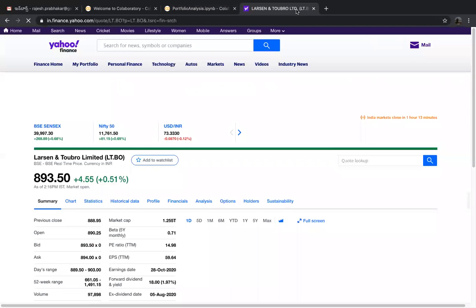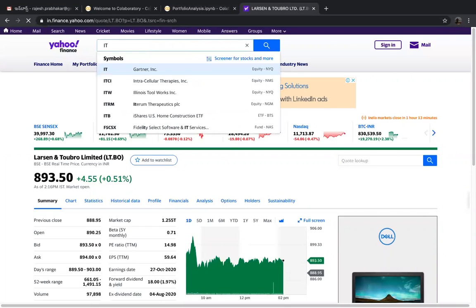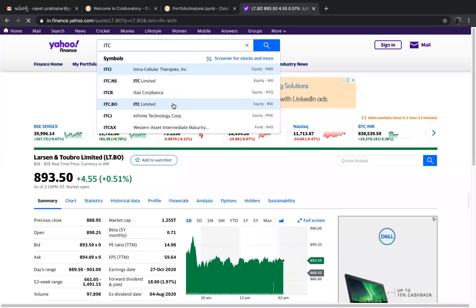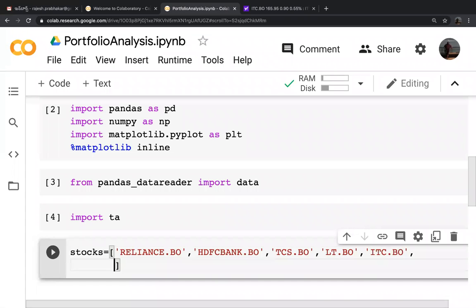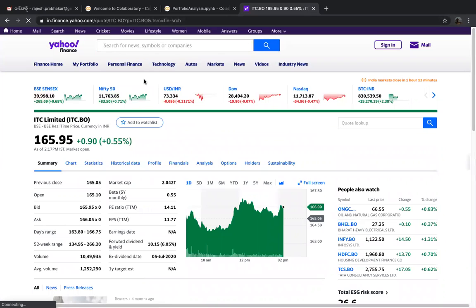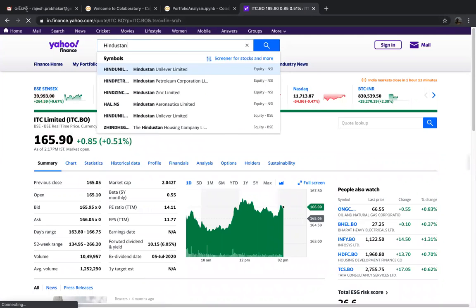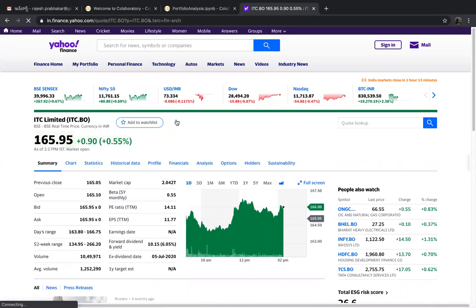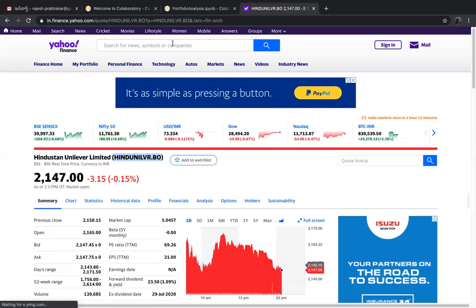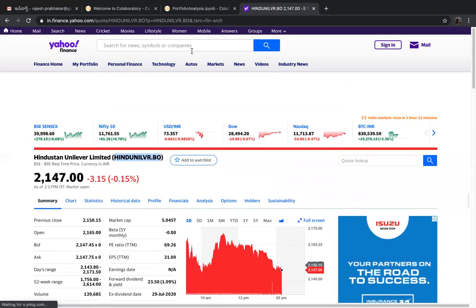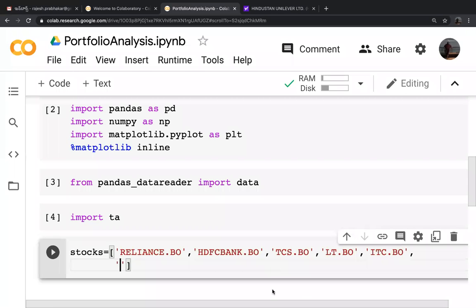Then after L&T, we ask for ITC. ITC Limited, Bombay Stock Exchange, ITC.BO. Then comma, and then press enter. We'll use the second line, single quote. After ITC, we'll go with HUL, Hindustan Unilever Limited. Yes, somebody is asking a question. Okay, so putting it there, HINDUNILVR.BO, comma, single quote.